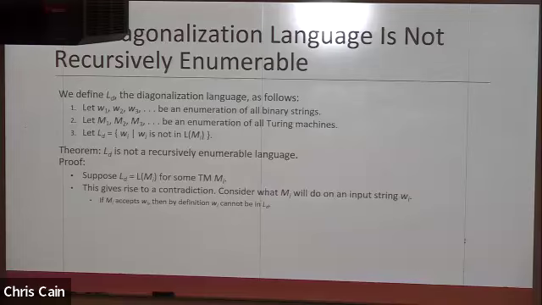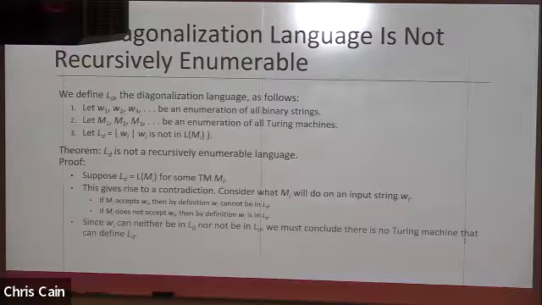But if m sub i accepts w sub i, then w sub i is not in the diagonalization language. If m sub i does not accept w sub i, then by definition it is in the diagonalization language. So w sub i can neither be in the diagonalization language nor not in the diagonalization language. And from this, we end up with the contradiction that this language can be accepted.